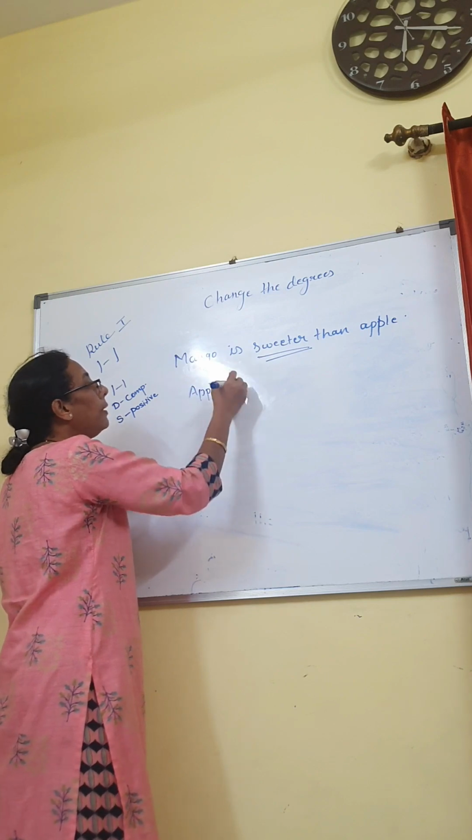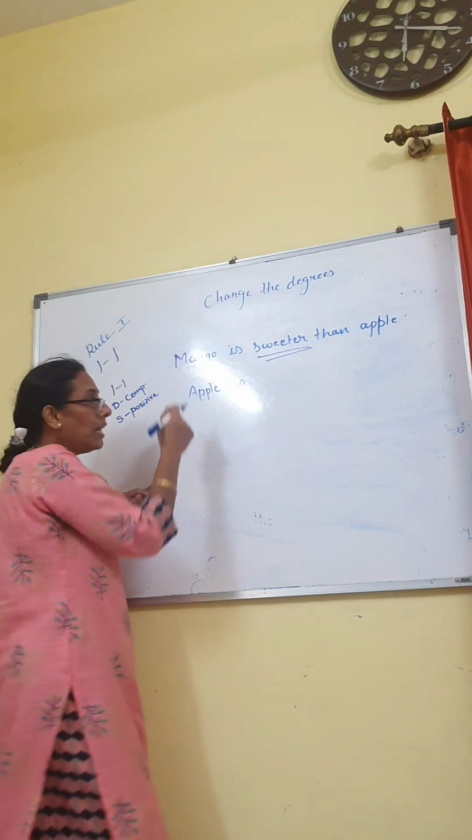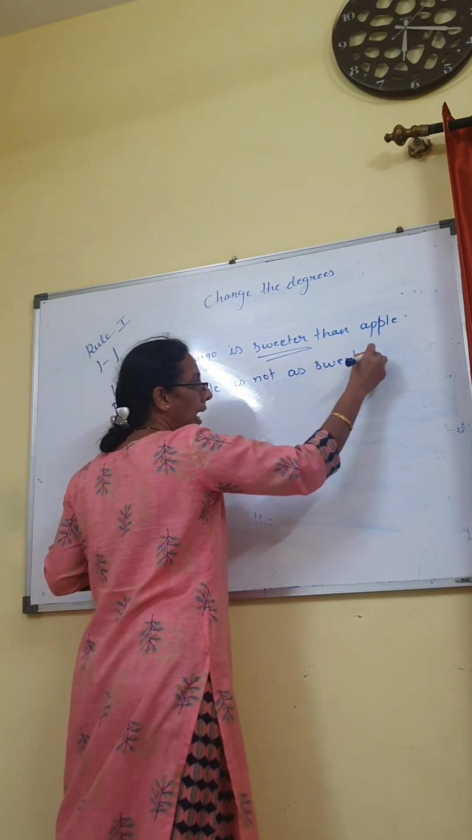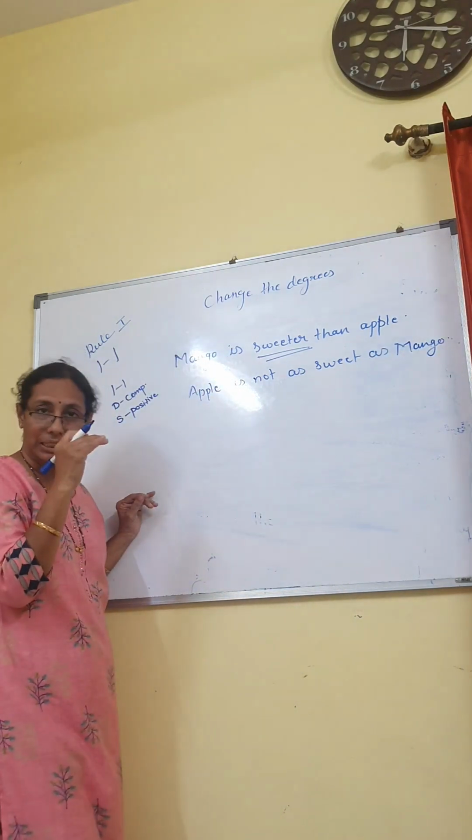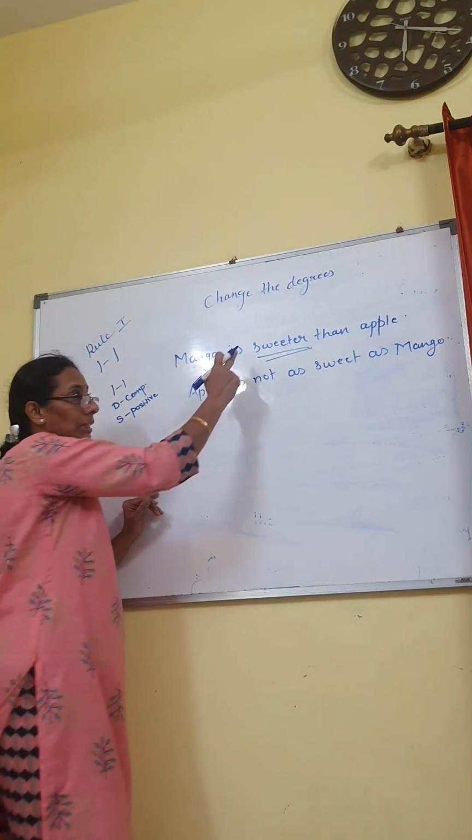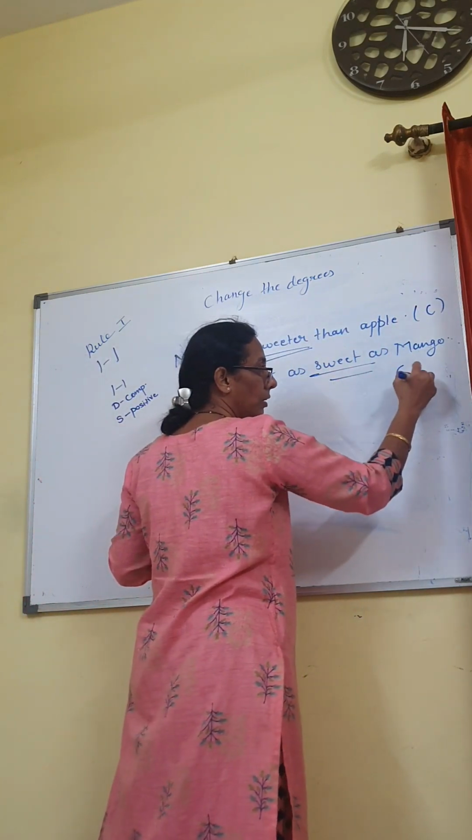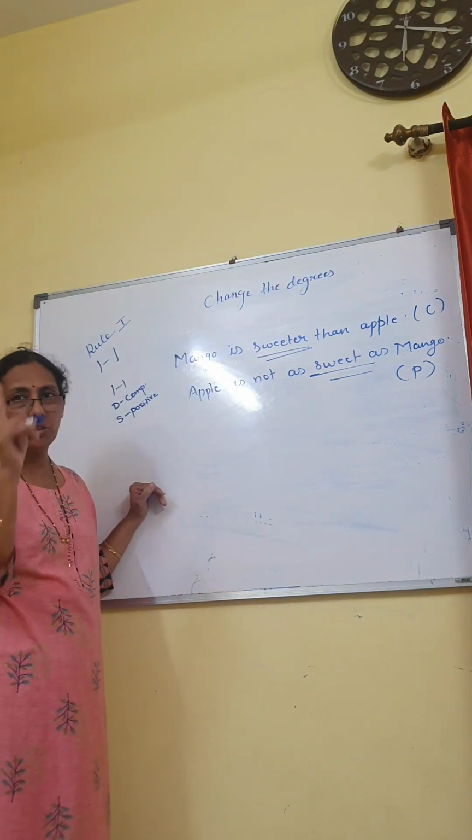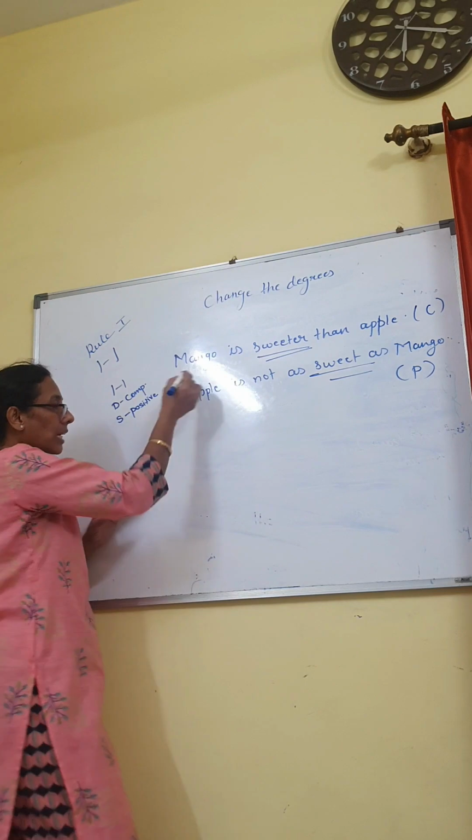So we will begin like this. The answer will be: Apple is... When the sentence is positive, the answer will be negative. So what will be the answer? Apple is not as sweet as mango. So we have changed the degree, but we have not changed the meaning. Meaning remains the same. Clear? Since the sentence was in comparative degree, we have changed it into positive degree. So this is rule number 1. In rule number 1, positive changes into comparative and comparative changes into positive. That's all. Okay. Let us take one more example.